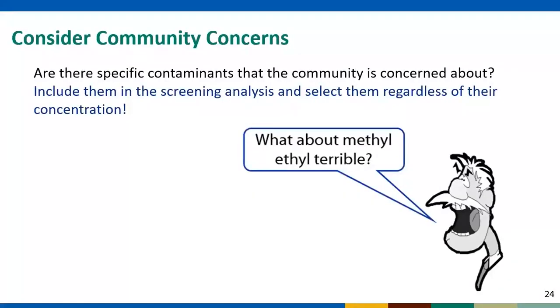We want to make sure to consider community concerns during the screening analysis. For instance, what about methyl ethyl terrible? Well, if the community is concerned about methyl ethyl terrible, even if it wasn't detected, or if it was detected below our screening levels, you should select the contaminant and include it in your report, because we're here to address community concerns about chemical exposure. And if the exposure didn't occur or occurred below a level of health concern, it would be important to make sure that we discuss that in our document.